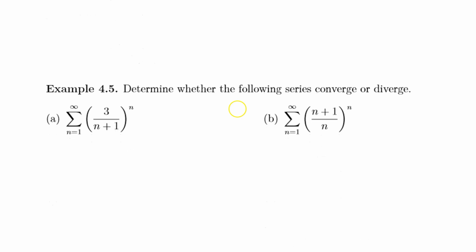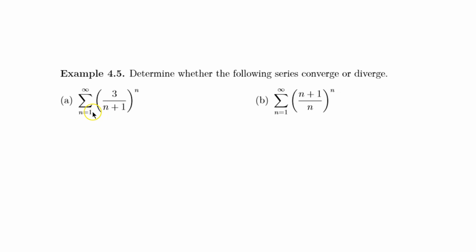So if we look at the examples that we have down here, this guy looks like the sum of something raised to the n power. So if I try the root test, I'm going to compute the limit of the nth root of the terms in my series, which is just 3 over n plus 1 raised to the n power. Now the nth root and the n power get cancelled out, so I'm going to be left with the limit of 3 over n plus 1 when n goes to infinity.